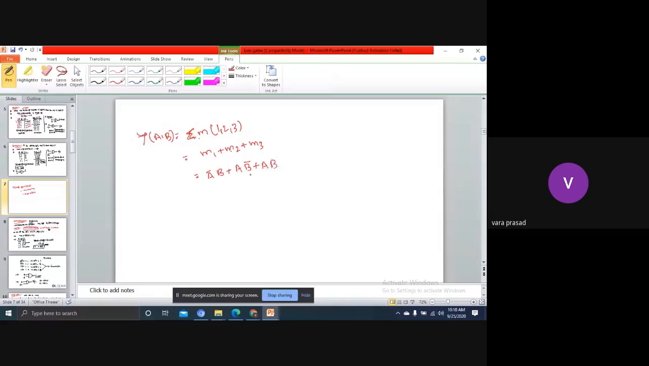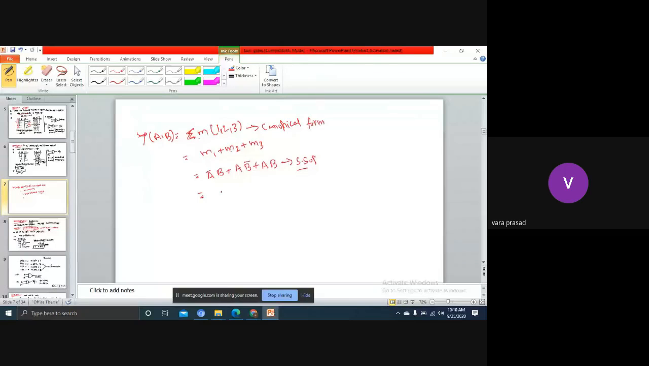This is the shorthand representation, and this is the standard SOP expanded expression. Here it is a simple way, that's the shorthand representation. Or I can write it as a canonical form, I already said canonical form. Now we need to minimize this.